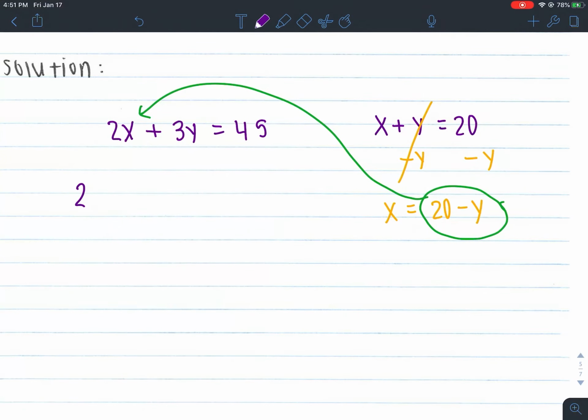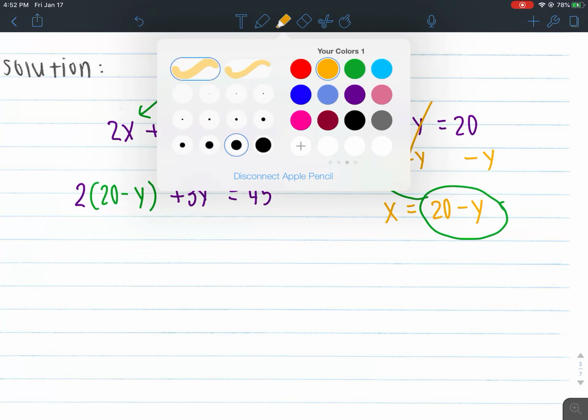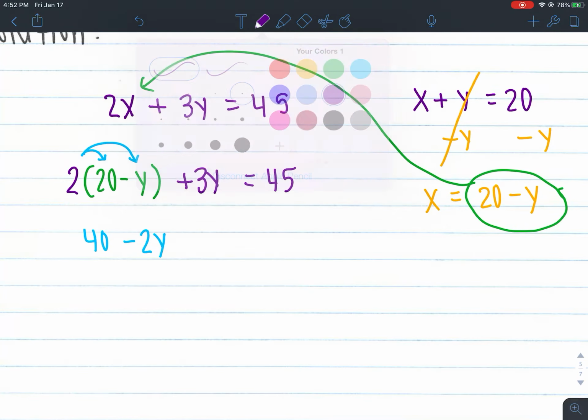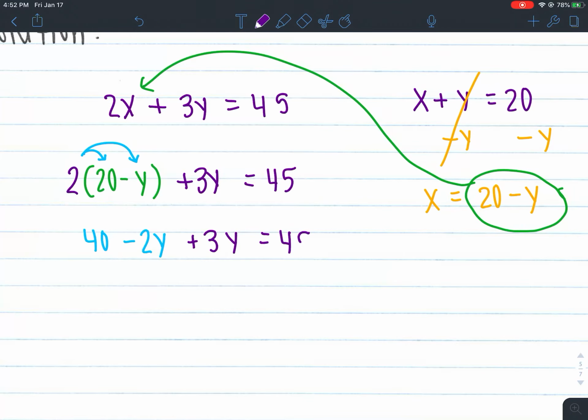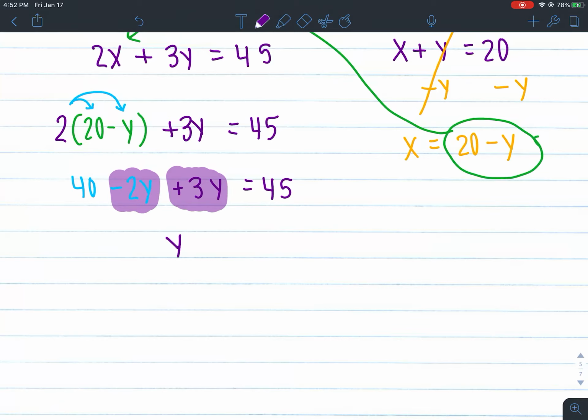So I have 2 parentheses 20 minus y plus 3y equals 45. Okay, I'm going to distribute. 2 times 20 is 40. 2 times negative y is negative 2y. Plus 3y equals 45. Okay, well, I have like terms here. I have negative 2y and positive 3y. That's going to give me positive 1y, or just y. So everything is the same, but I've combined my like terms.